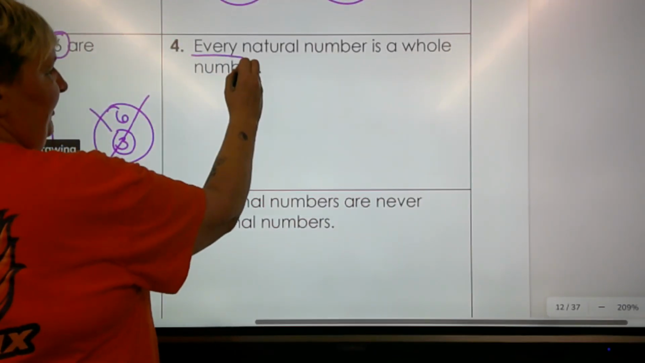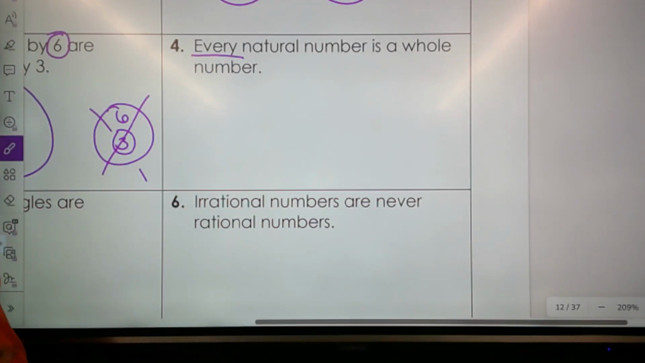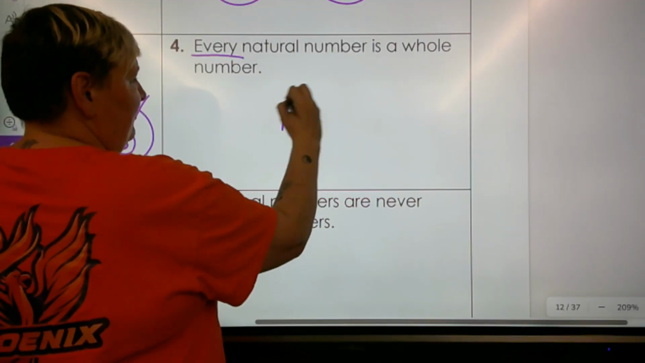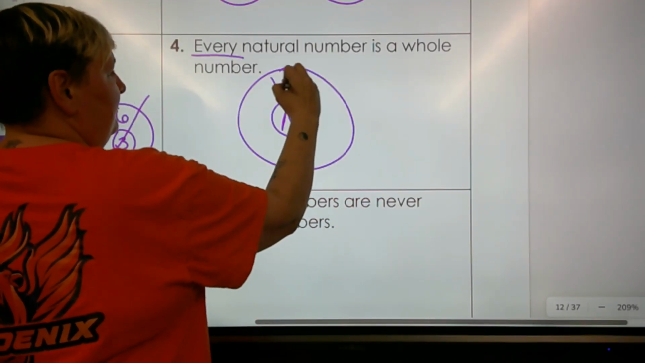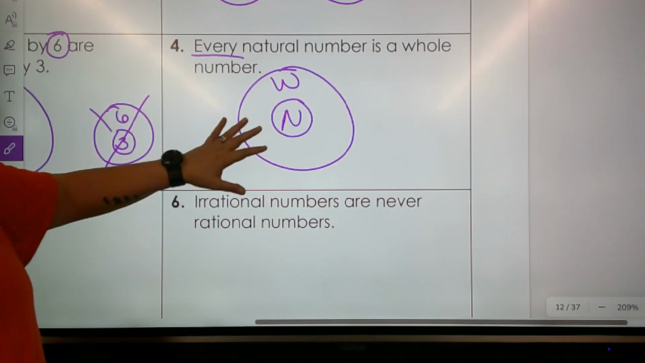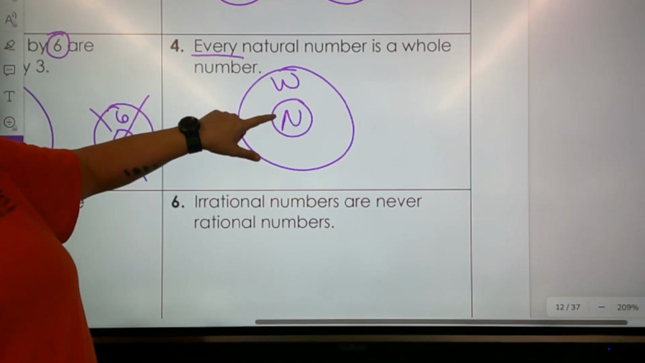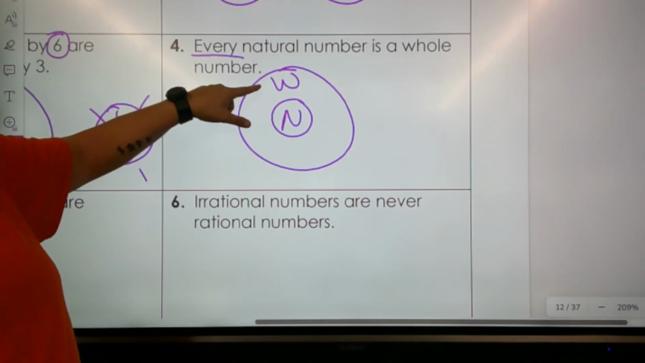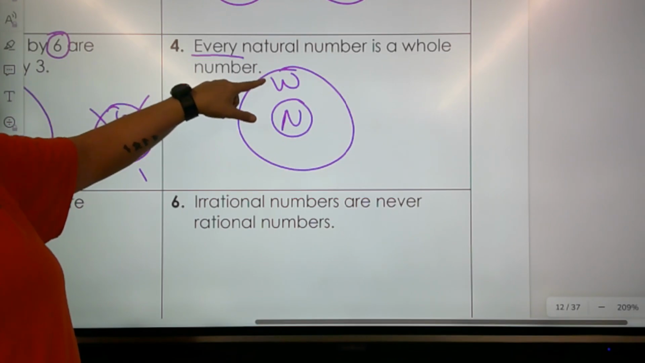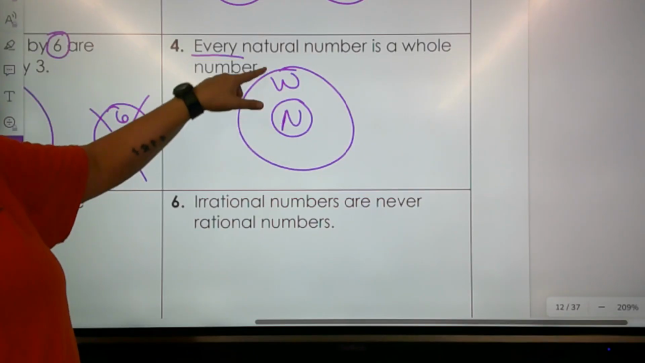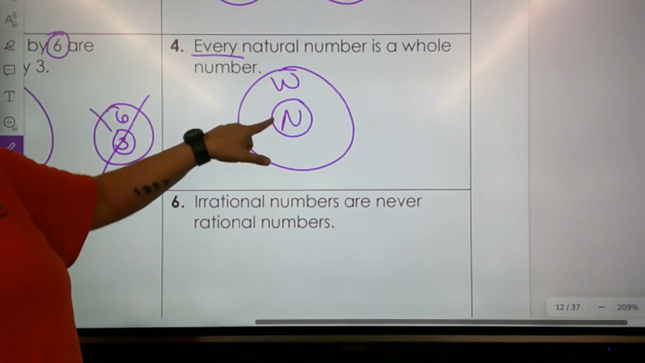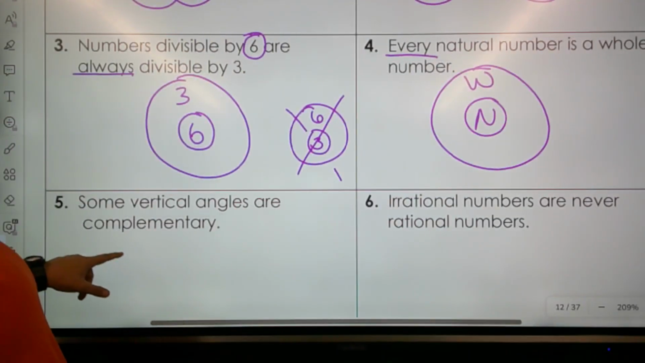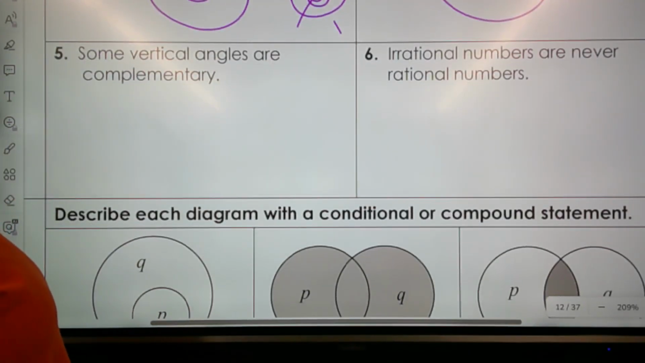For every natural number, every, always, all, right? So natural numbers in the center, and a whole number is on the outside. And again, you can double check this, right? All natural numbers are whole numbers. Yes. Are all whole numbers natural numbers? No. W can't go in the circle. Only natural numbers can go in the circle. All right, you do 5 and 6. Pause it, do 5 and 6, and then come back and see what you got.